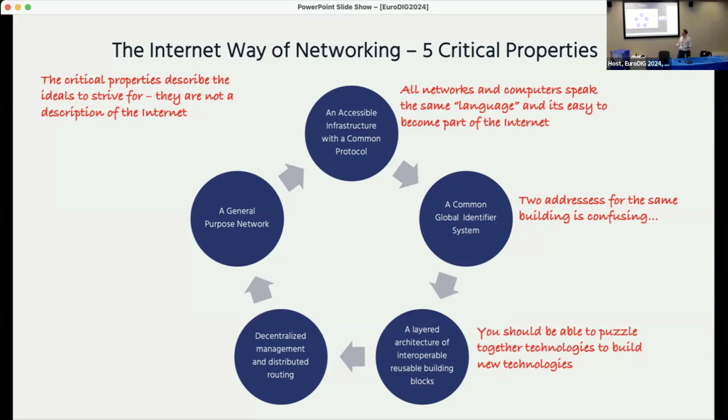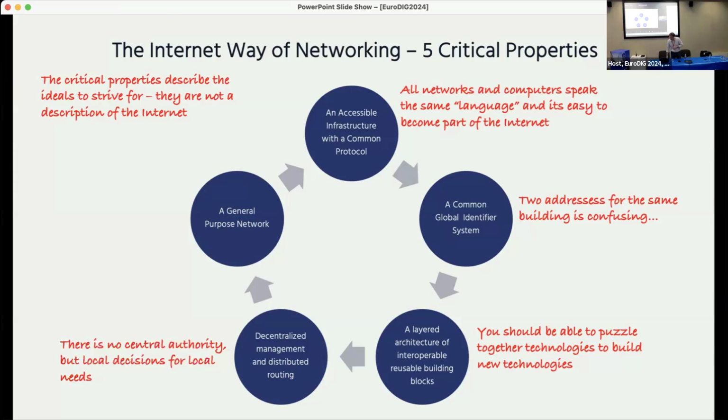The third critical property is a layered architecture. The reminder of what that means is that you should be able to puzzle together technologies to build new technologies. The internet shouldn't be this sort of stale thing that cannot be updated over time. It shouldn't be described by vertical integration of things. No, you should be able to update the network over time and adapt it to new use cases, for instance.